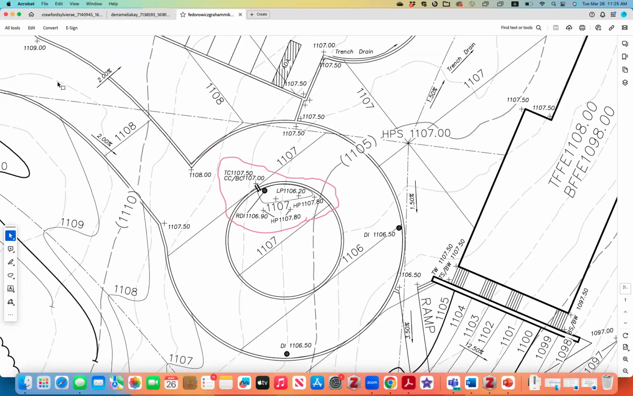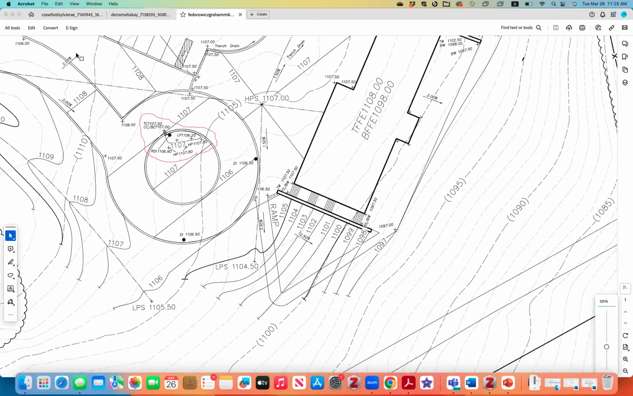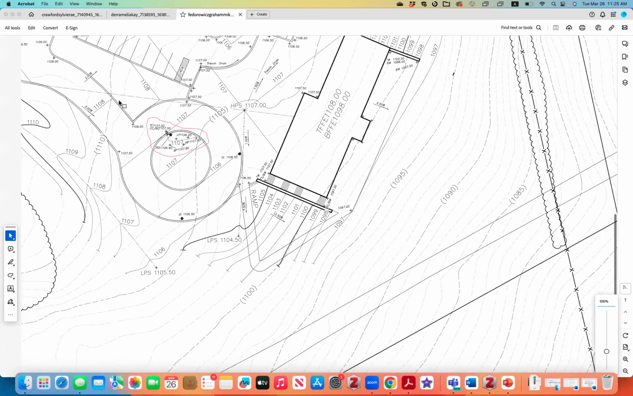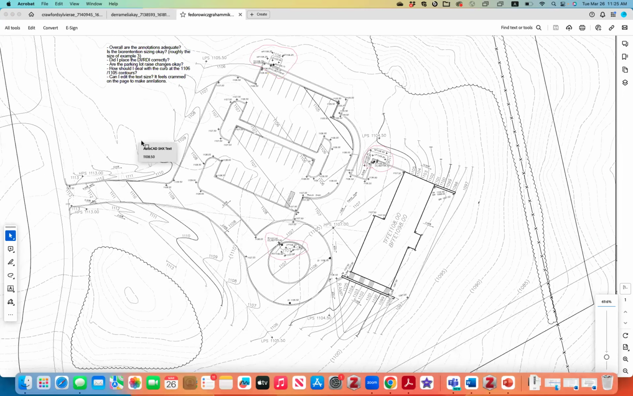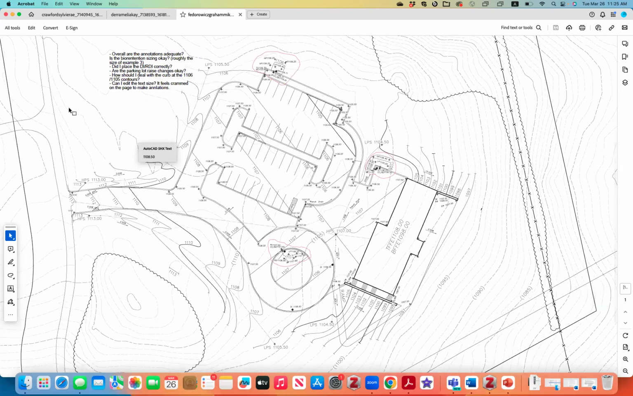I made edits to the way that I had the drainage on the parking lot and area. I think that was in my questions. I wanted to ask if the changes I made were okay. So overall, are the annotations adequate? The annotations mean, you mean the trench drain in those annotations? Yeah, just like labeling in general.